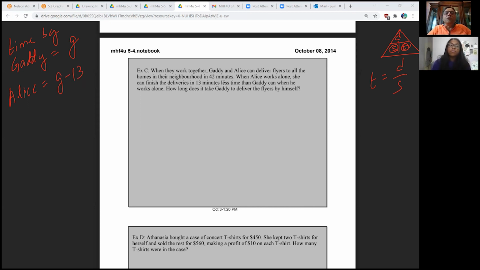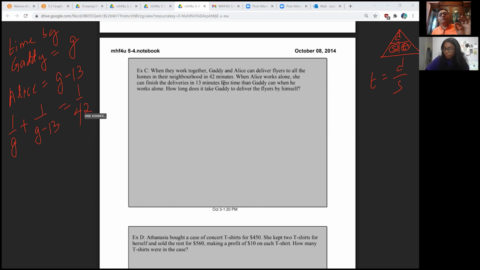Now, when they work alone, this is their time, right? But when they work together, they can finish the complete job in 42 minutes. So we say the complete job is 1 unit, right? So in 1 minute, how much of the job will they do? 1 over 42. With their rates, 1 over G plus 1 over G minus 13 should be equal to 1 over 42. You get the idea?